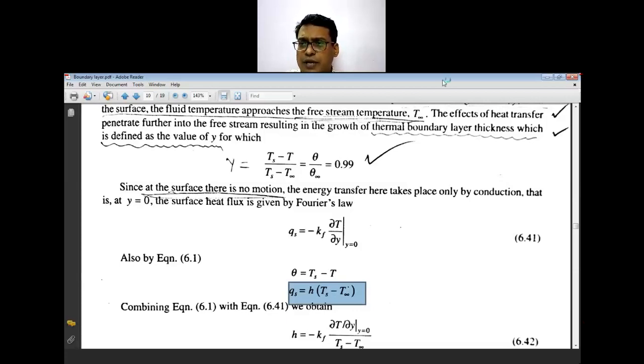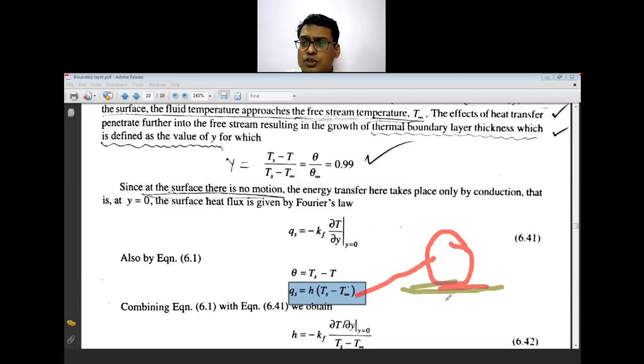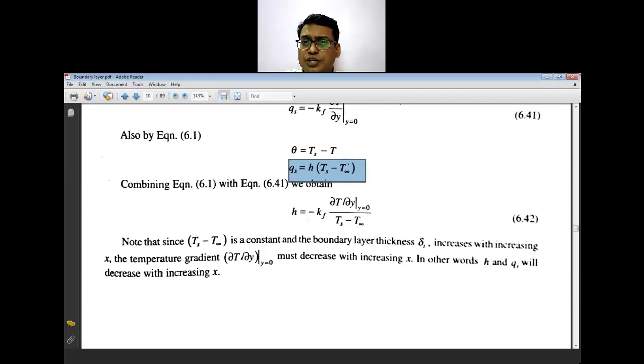On the surface it's a conduction that is taking place, and in the bulk, the fluid is stationary on the surface, and so it is the conduction that is taking place. However, in the bulk region it is the convection that is taking place. So heat transfer from this point is by the conduction, and then in the bulk by the convection. So you can equate these two, that is H, which is equal to Kf into delta T by delta Y at Y equal to 0 upon Ts minus T infinity.